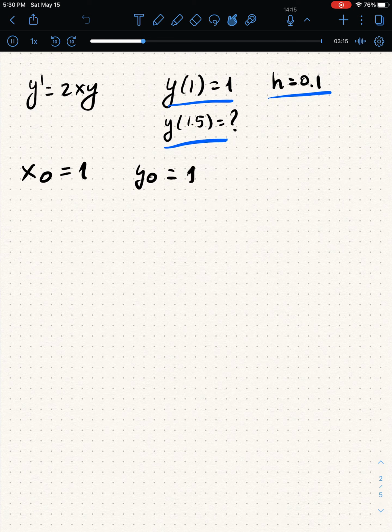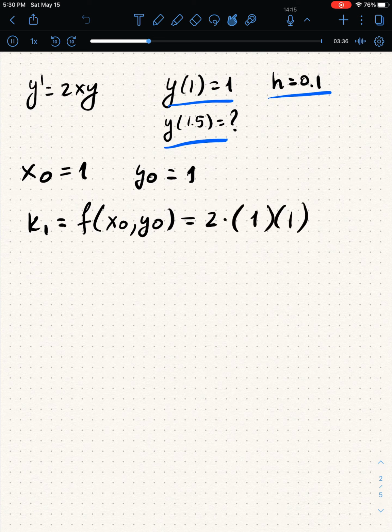In order to find our next value of y, we need to find all of our weights: K1, K2, K3, K4. Let's find them. Our K1 is given by the formula to be just f of x naught, y naught. What is our function? 2 times x times y. So we just plug it in. It's 2 times our x naught, 1, and our y naught, 1. So just 2. Pretty easy.